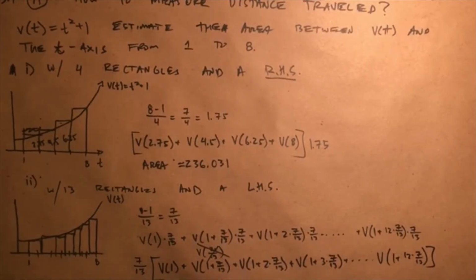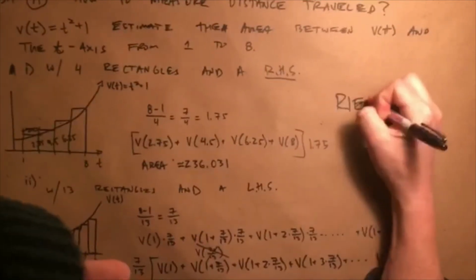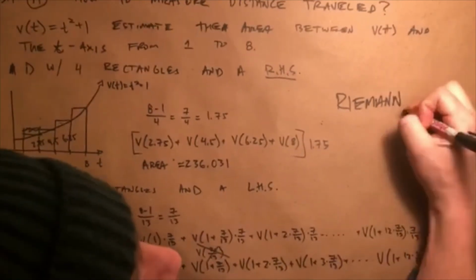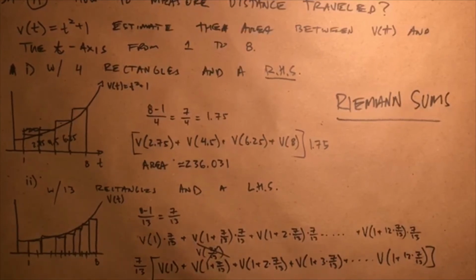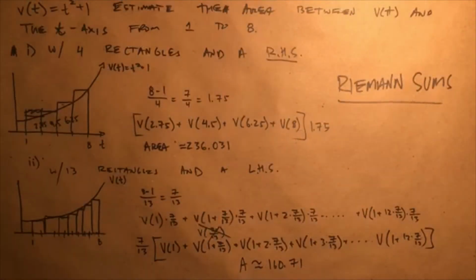Now, I'm going to cheat. And these are called Riemann sums. And what I can do is I can look up Riemann sums, and I can find Riemann sums calculators online, like I have here on Wolfram Alpha. And I'm going to ask it to figure out the left-hand sum between 1 and 8 of this function. And I'm going to come up with a number. So my area is approximately 160.71 from the Riemann sum calculator online.